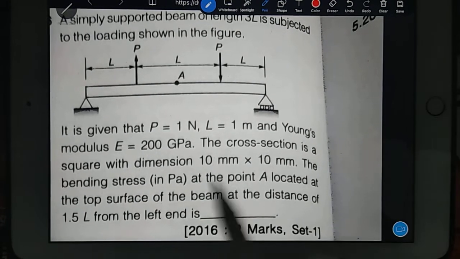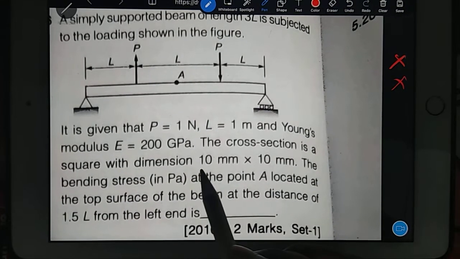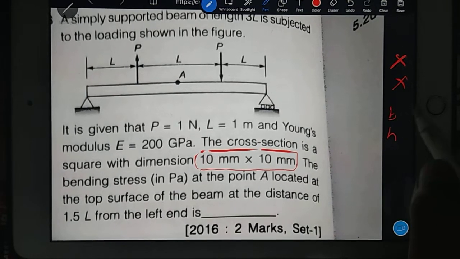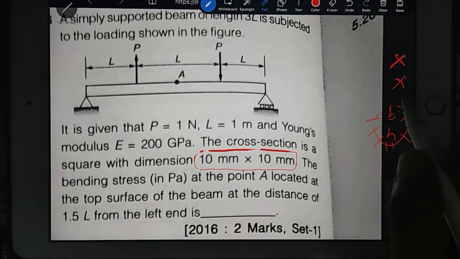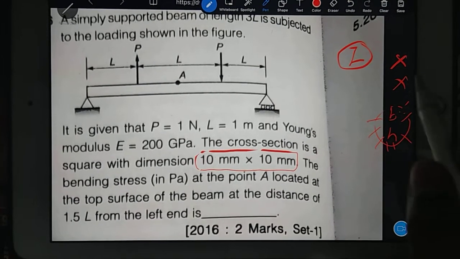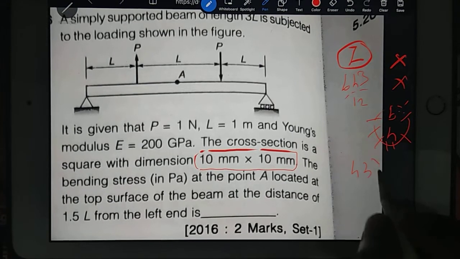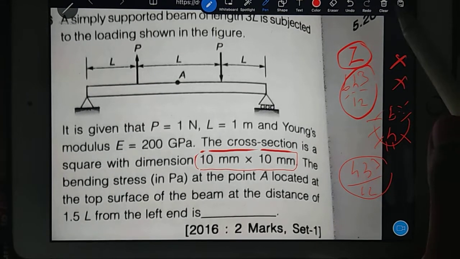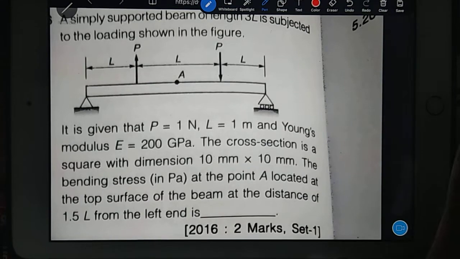But fortunately, even if you are missing the trick, or if you are confused, in this particular question there is no problem, because B is also 10 and H is also 10. So if any student is not very good with the concept of I, no problem, because either you do BH cube by 12 or HB cube by 12, both answers will come the same. Even if a student is not good with the moment of inertia concept, he or she will get the same answer.